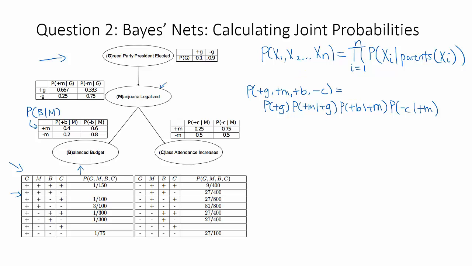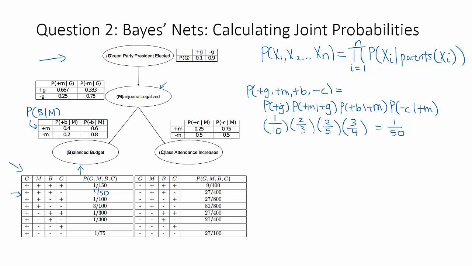P of plus g, that's just equal to 0.1. I'm going to write this as a fraction, so that's 1 over 10. P of plus m given plus g, that's 0.667, so that's 2/3. P of plus b given plus m, that's equal to 0.4, that's 2/5. And P of minus c given plus m, that's 0.75, and that's equal to 3/4. So if we simplify this, we get 1 over 50, and that's what we'll put in this entry here.